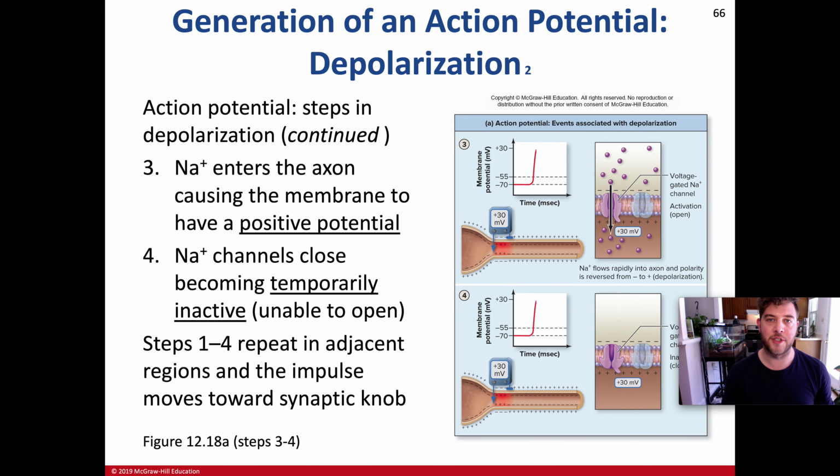As sodium starts to enter into the axon, it causes the membrane to have an increasingly positive potential until it reaches its peak, when the sodium channels close off, becoming temporarily inactive. And that just keeps on repeating, one knob to the next. And again, it passes that positive signal along.